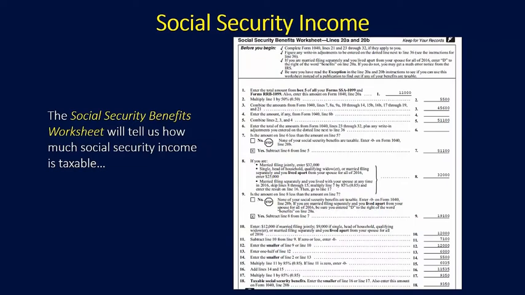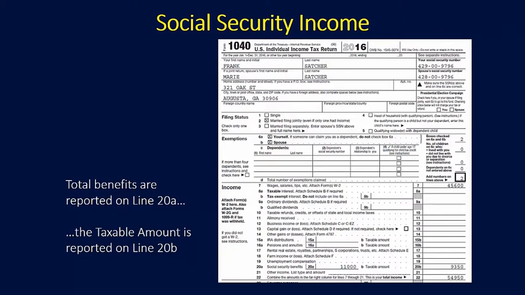So if we look at our Social Security benefits worksheet, we find out on the bottom line, line 18, $9,350 of the Social Security benefits turned out to be taxable. The total benefits are reported on line 20A of the 1040. The taxable amount is reported on line 20B.